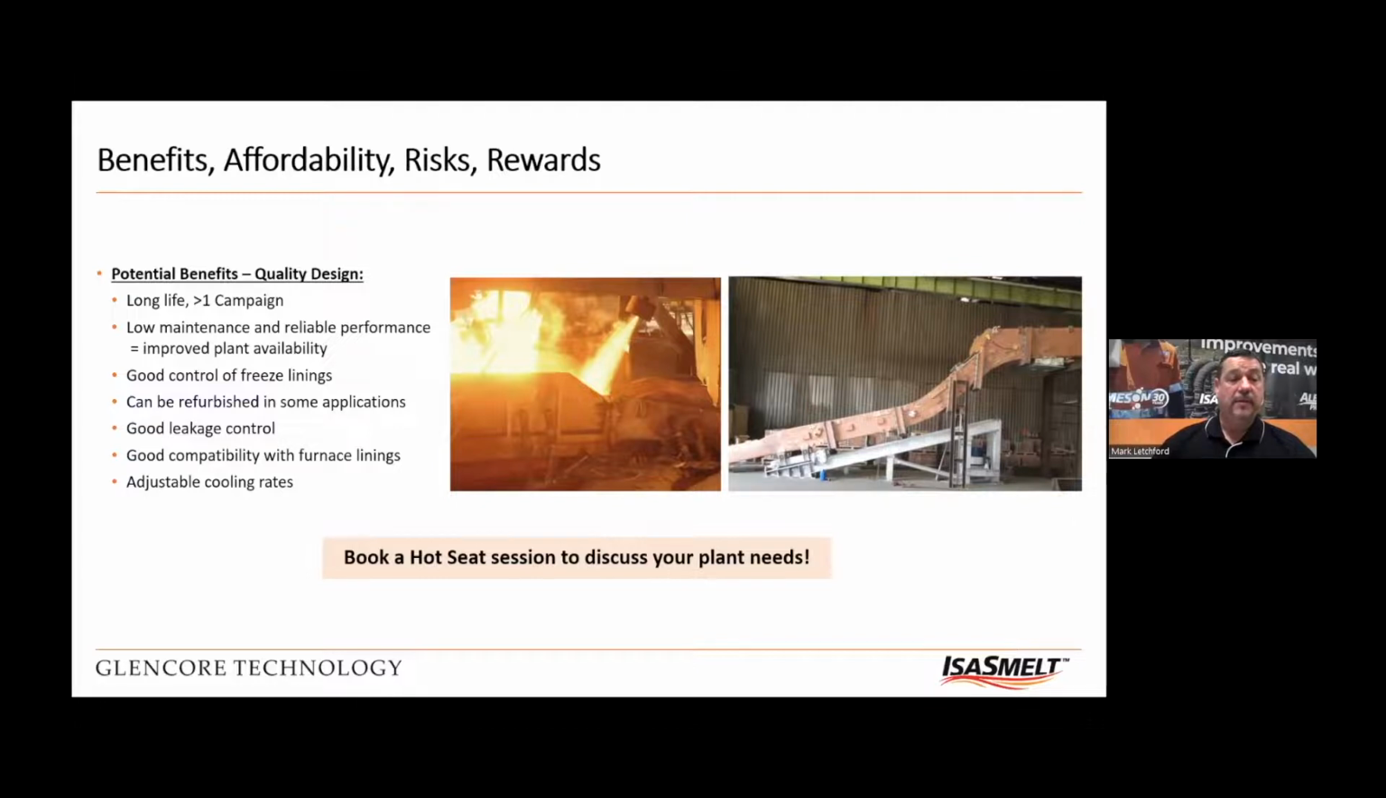You'll have low maintenance and reliable performance, so improved plant availability and therefore productivity. You'll have good control of those freeze linings, and I'll explain the benefits of that. You'll be looking to refurbish where possible to save replacement cost. You'll be looking for good leakage control, good compatibility with furnace linings and adjustable cooling rates.